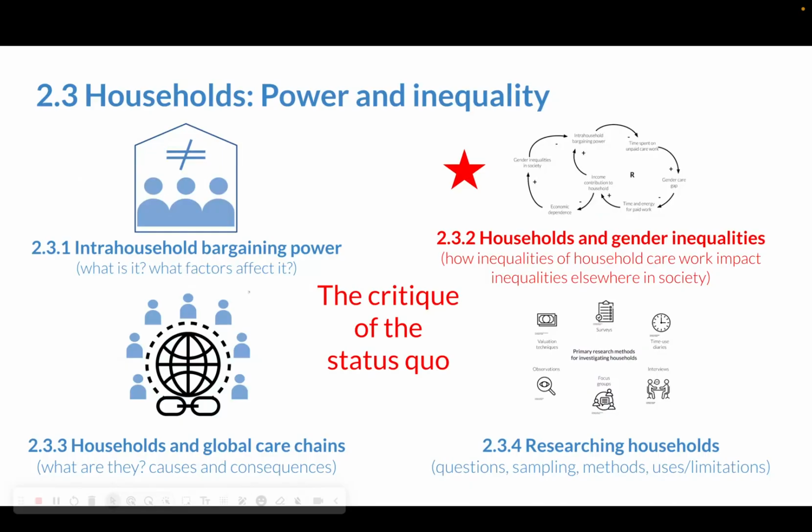Section 2.3.3 looks at global care chains. These are all the chains of care that spring up, especially triggered in global north countries where care is not valued, and therefore there is a huge amount of migration around the world to deliver care that's not being valued appropriately in particular places, and therefore springing up and causing further care deficiencies in other places around the world.